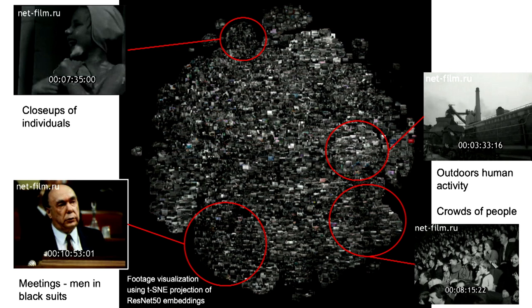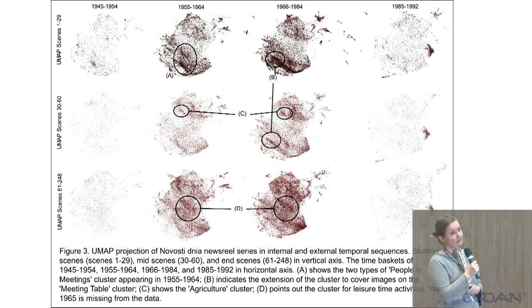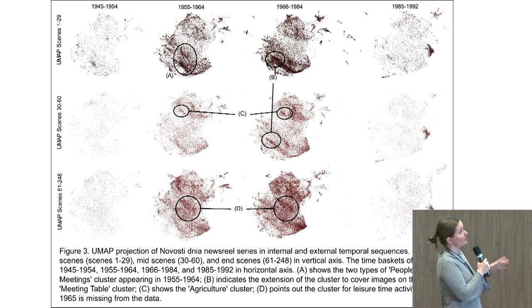So if I had just been trying to identify individuals, I might not have been able to see how there is this clear distinction between different kinds of portrayals of individuals. And it's also possible to have this very distant view for the whole collection. So these are different UMAP projections.